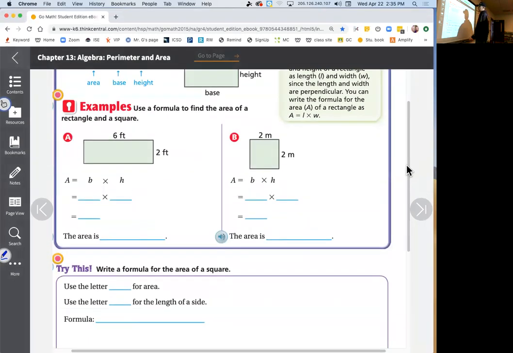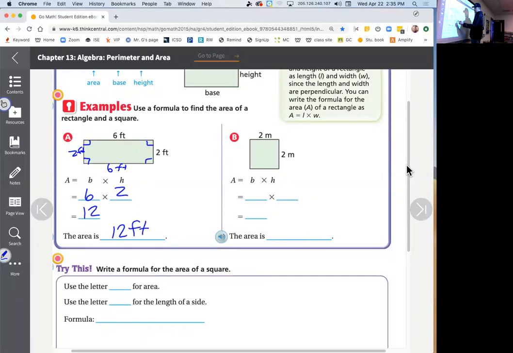So the base, we're going to say is 6. Remember, the bottom is the same because these are all right angles, which means they're all the same sides. And this side over here is 2 feet. So it's going to be 6 times 2. So 6 times 2 is 12. So the area is 12 what?